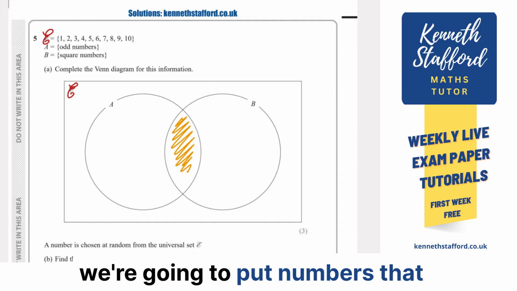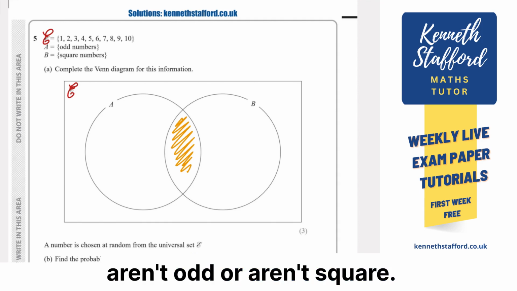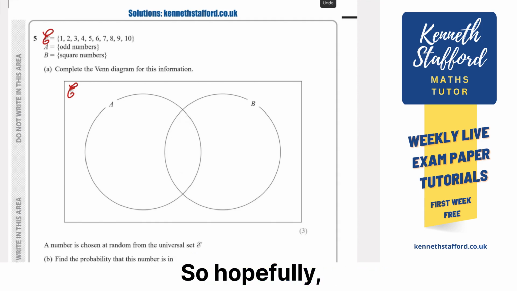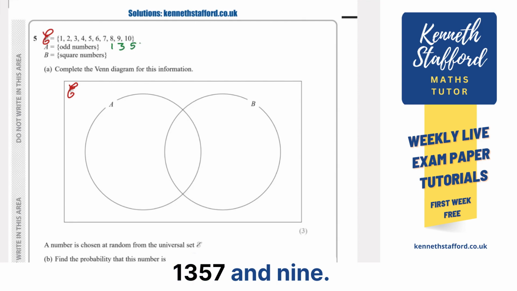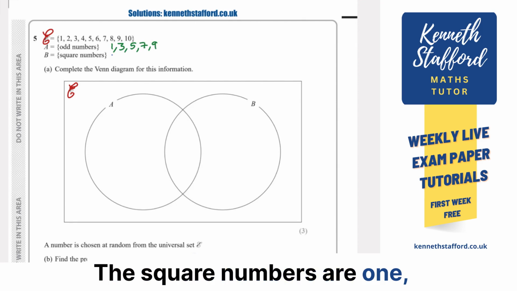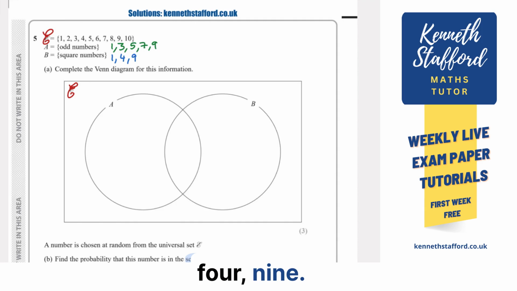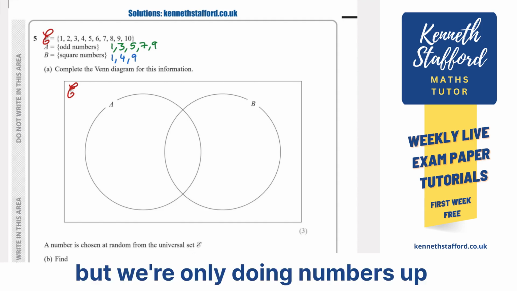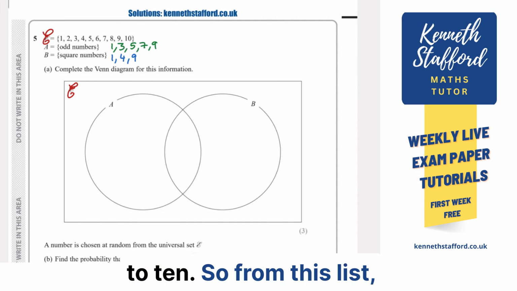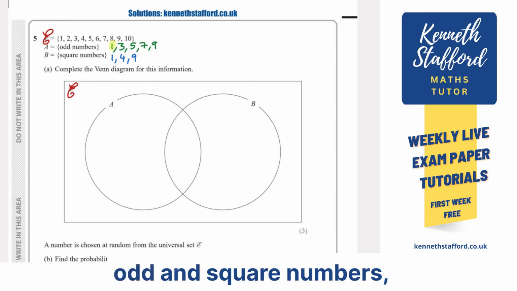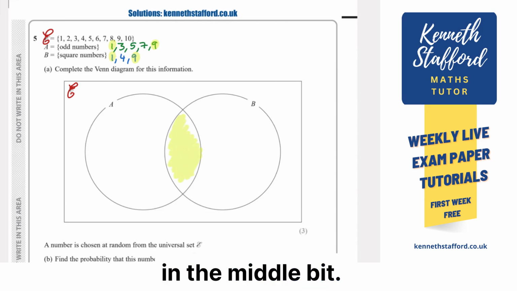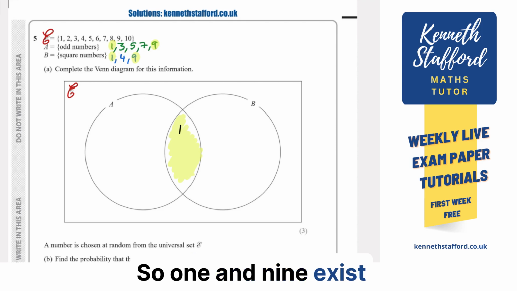Outside the 2 sets, we're going to put numbers that aren't odd or aren't square. So hopefully we're all confident with what odd numbers are. 1, 3, 5, 7, and 9. The square numbers are 1, 4, 9. The next one would be 16, but we're only doing numbers up to 10. So from this list, there are 2 numbers that are odd and square numbers. So we're going to put them in the middle bit. So 1 and 9 go in the middle.